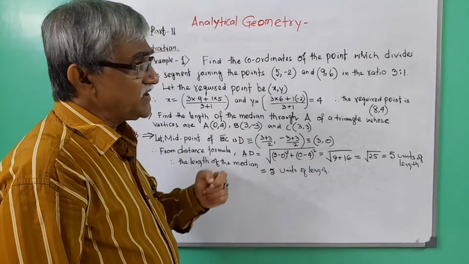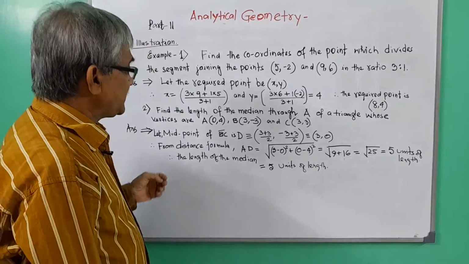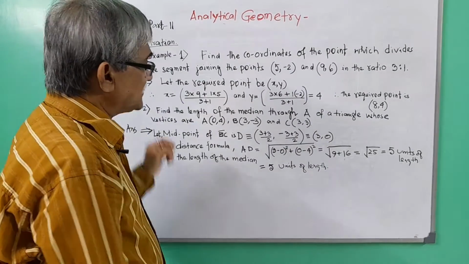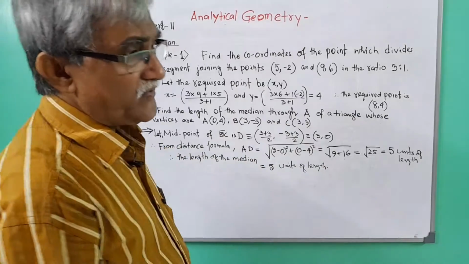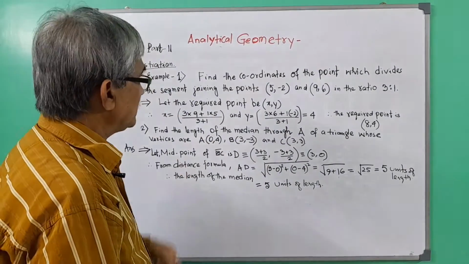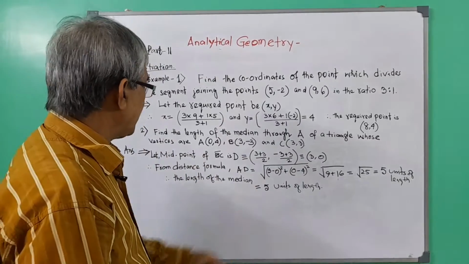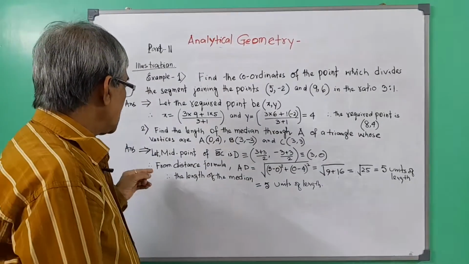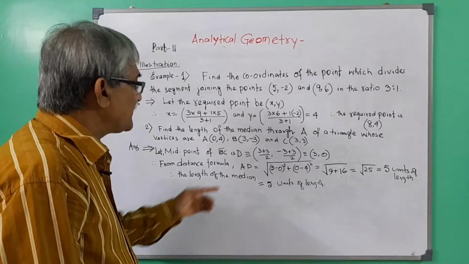Okay. Now what is the median? You know it. That median is from the vertex to the midpoint of the base, the line segment from the vertex to the midpoint of the base. So let us take the midpoint of the base BC as D.